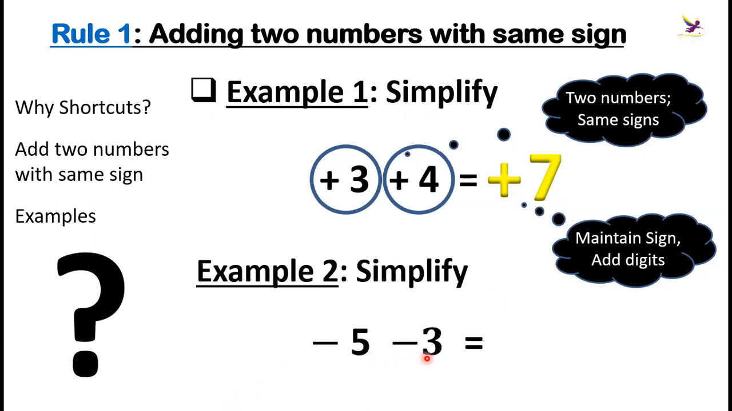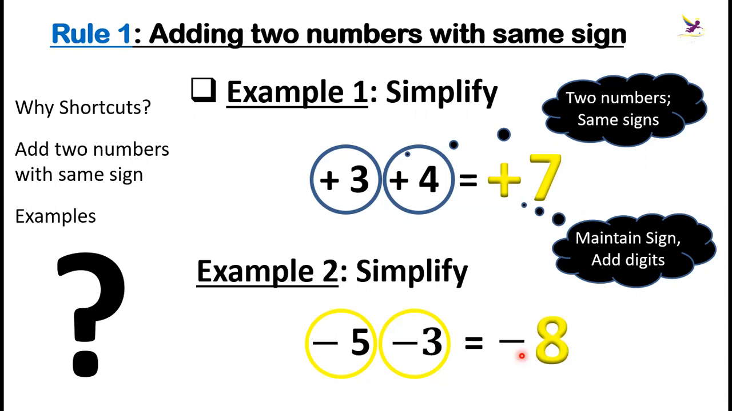You have -5, -3. Since the answer is not plus 8, you are wrong. If you use the number line, you will start and the answer will be -8. So just use this shortcut, don't stress yourself. So you have -5 and -3. These are two numbers. Are their signs the same? Yes. Rule: maintain the sign, then add the digits. That is the rule. If you do that in a calculator, you will see the answers are the same.